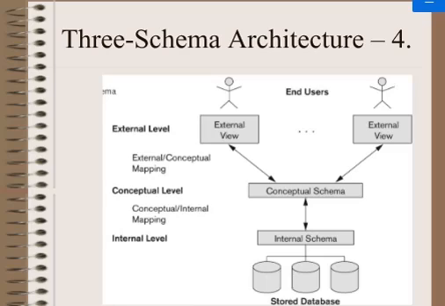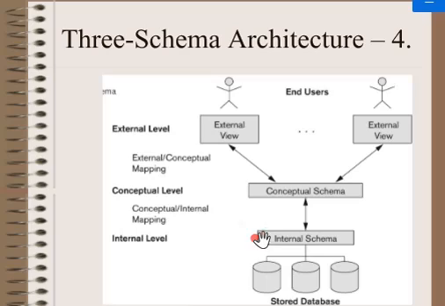This diagram shows us the three schema architecture. In this diagram, it is clear that there are three levels: the internal level, the conceptual level, and the external level. The internal level always deals with the storage structure. It always deals with the storage and access path of the database.